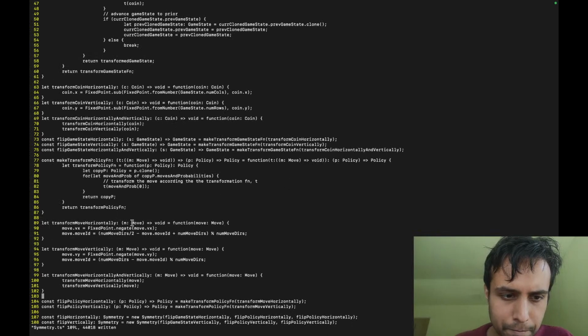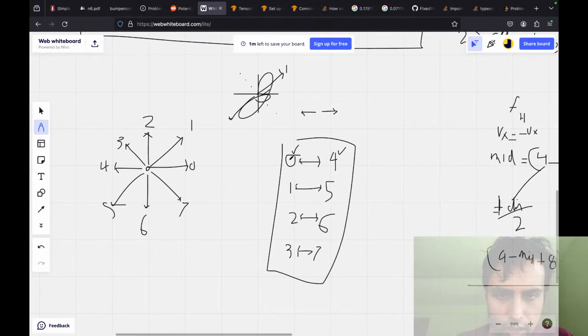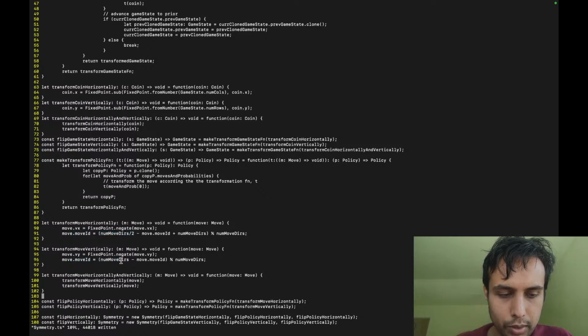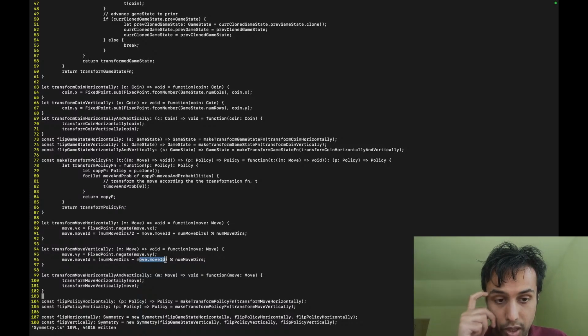Let me just double check it. The move ID right now is 1, and we want to see after doing these two lines if it becomes 5. So it starts off at 1. Then 4 minus 1, again I'm saying 4 because num moves is 8, so 8 divided by 2 is 4. So 4 minus 1 is 3, plus 8 is 11. 11 mod 8 is 3. So now we're plugging in 3 here. We're taking this whole equation and substituting it here. That's the formula we're getting.